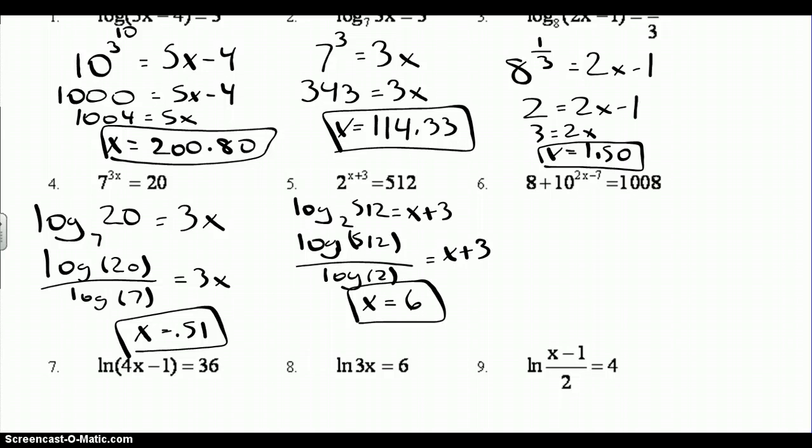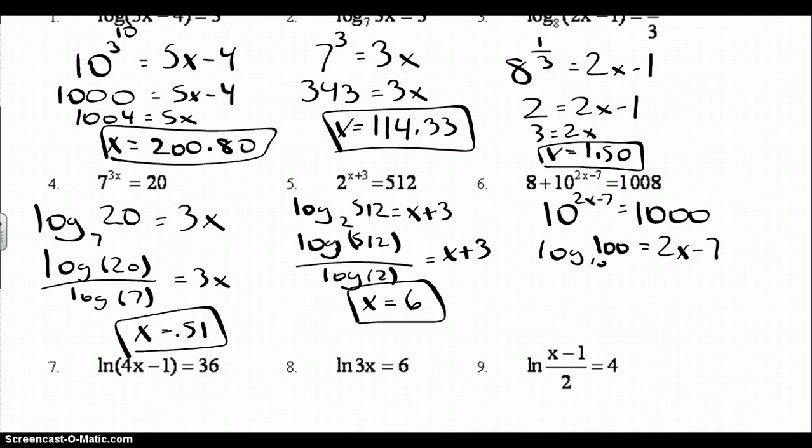Okay, number 6. Same idea, but before we do that, we need to isolate what the exponent's being raised to. So I've got to subtract 8 first. So I have 10 to the 2x minus 7 equals 1,000. And now it's in exponential form. So I can rewrite it as log base 10 equals the exponent, 2x minus 7.